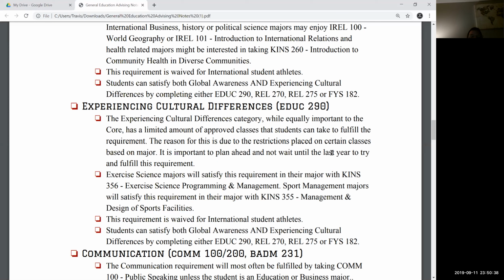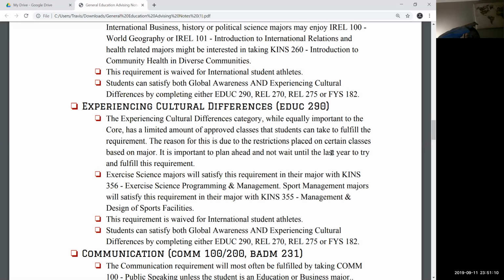All right, so experiencing cultural differences, that is very difficult to schedule. It's not necessarily the difficulty level of the class. It's just that there's a lot less classes offered. A lot of the classes that are offered for this category are restricted to certain majors. So it does become challenging. The Education 290 and the religion classes are pretty popular, especially for upperclassmen. If you didn't take the FYS, you probably won't take this Gen Ed till junior or senior year.